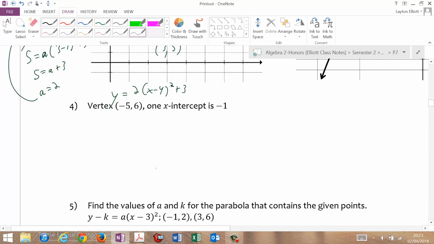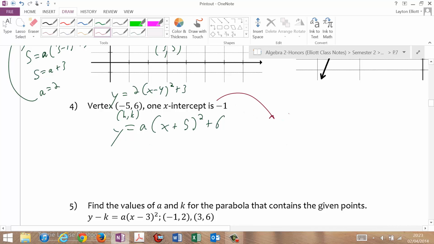Number 4, if the vertex is negative 5, 6, I'm going to go ahead and write y is equal to a times x plus 5 squared plus 6. Remember that h is opposite and k is the same when we plug it back into the standard form, or sorry, the graphing form. So I need to solve for a.